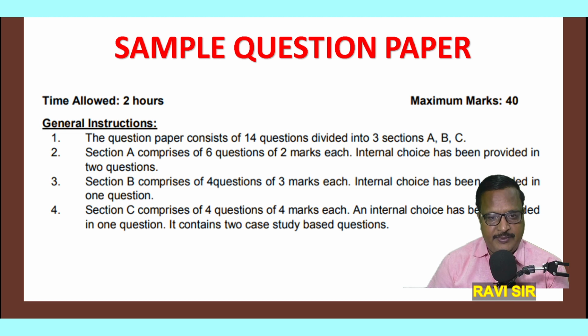So sections A, B, C will be there. Section A has 2 marks questions, section B 3 marks questions, and section C 4 marks questions. So there are only 2 marks, 3 marks, and 4 marks questions in 3 sections. Here you have to answer only 14 questions, a very small number. You need not worry. So let us understand section by section how it comes. Let us go to section A.